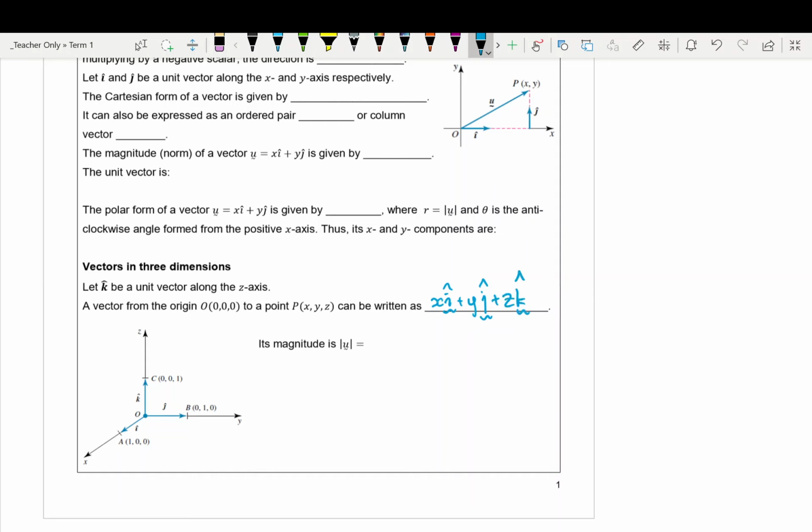The magnitude of a vector in 3 dimensions is very similar to a vector in 2 dimensions. We're just also adding the square of the z component as well.